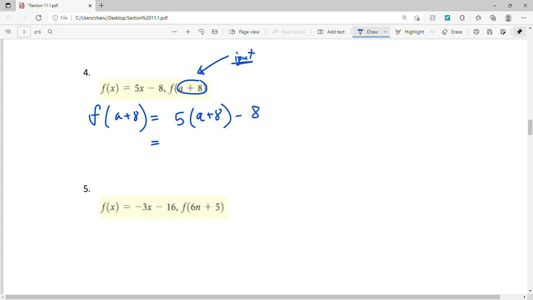Now this means I got to distribute. So let's distribute the 5. This is 5a plus 40 minus 8. We can simplify this a bit. This is 5a plus, and 40 minus 8, that's going to give us 32. And we stop here. This is it. 5a plus 32. I cannot simplify that any further. We're going to leave this problem alone. This is it.